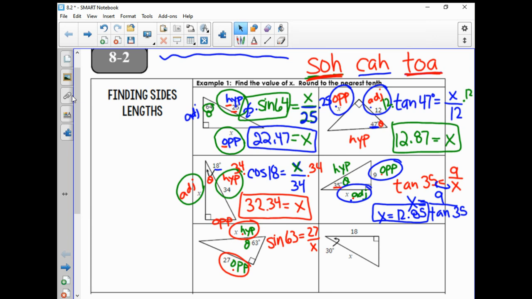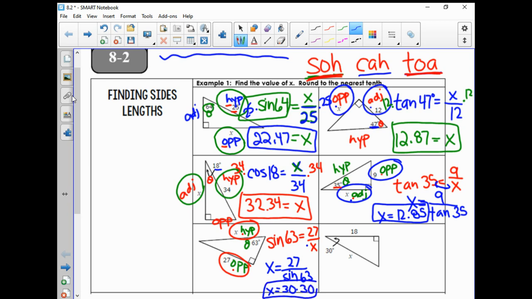Again, x is in the denominator, guys, so flip it up here with what's on the other side. So x is equal to 27 over the sine of 63. And calculator will tell us that 27 divided by the sine of 63 is equal to 30.30. 30.30 right there. All right, last example here.